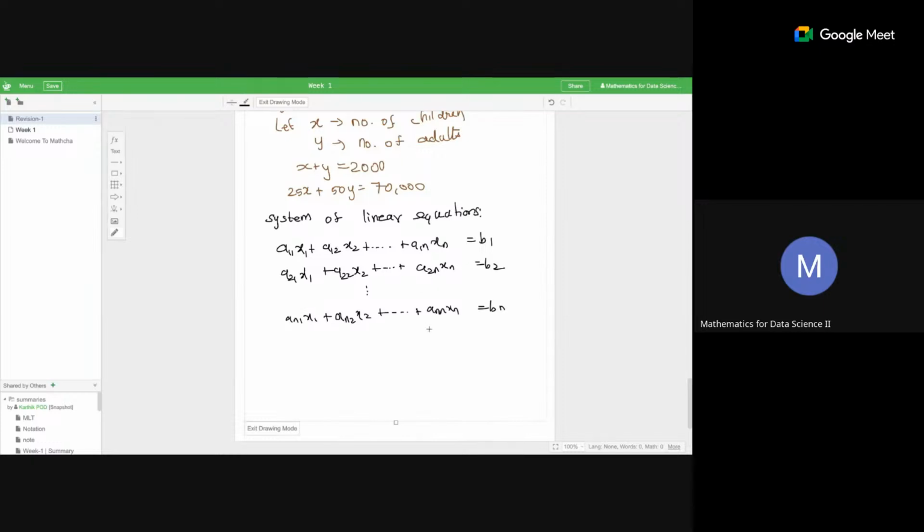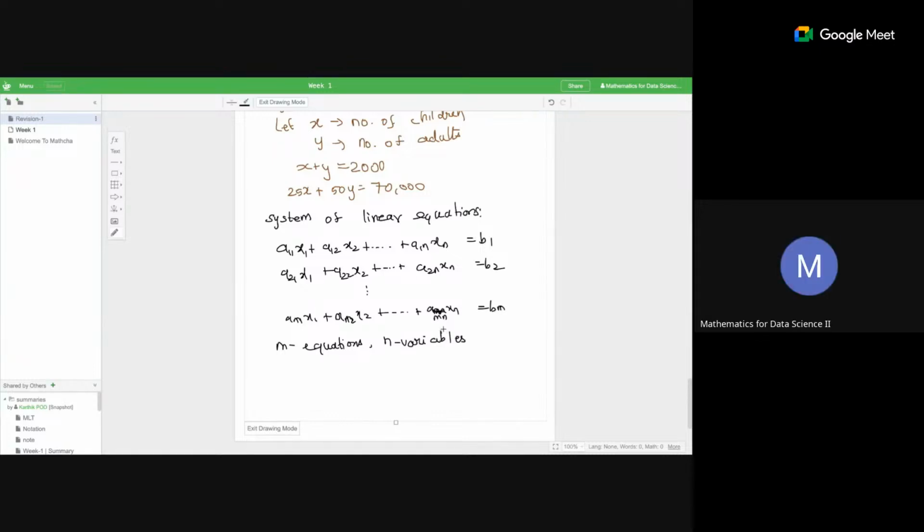So how many equations do you see here? Here maybe am1, am2, amn, and here bm. How many equations you see here? M equations. And how many variables you see here? N. Okay, you see m equations and n variables.